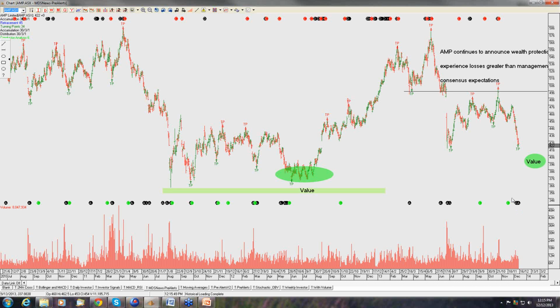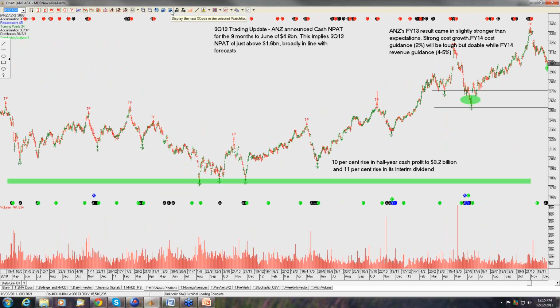Probably somewhere down at around $4 may be worth taking a look at it, but it's another one of those names that we'll review post the earnings results coming out.